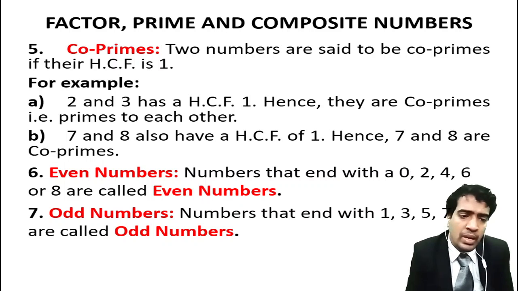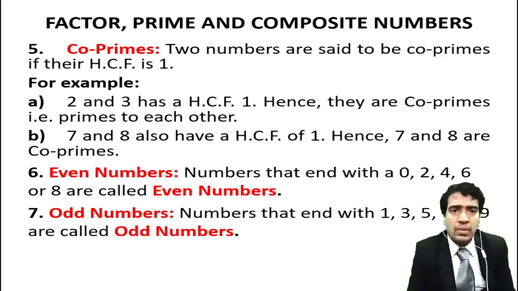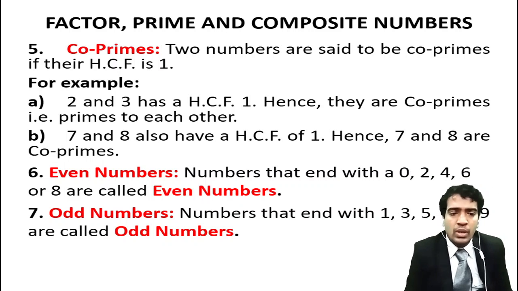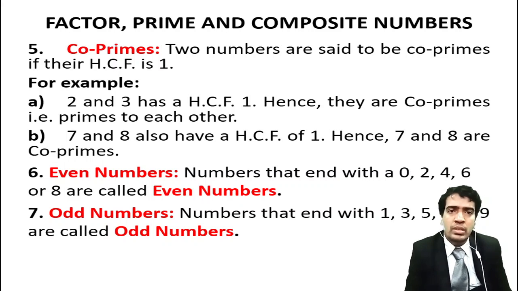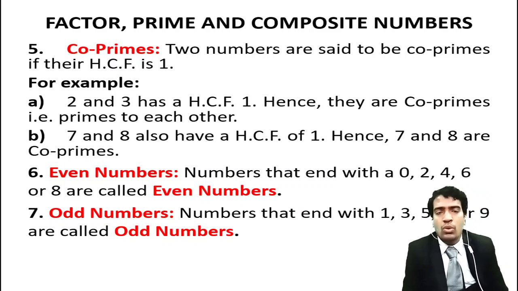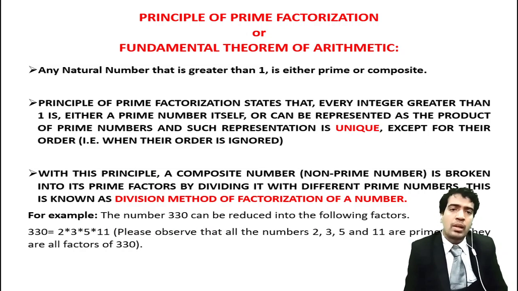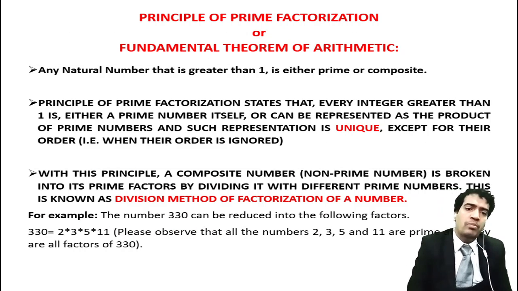Similar is the case with 7 and 8. The highest common factor for 7 and 8 is only 1. So that is why 7 and 8 are called coprimes. What are even numbers? This is a very straightforward definition. If the units digit in a given number has 0, 2, 4, 6 or 8, then you would call it an even number. If it has 1, 3, 5, 7 or 9, then you would call it an odd number.